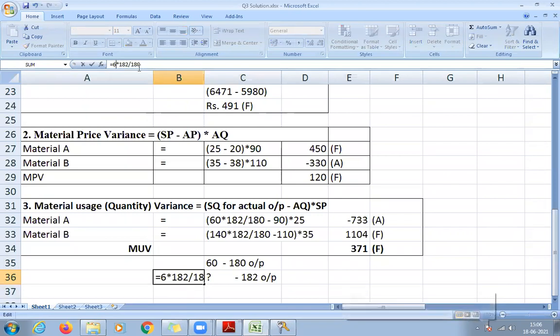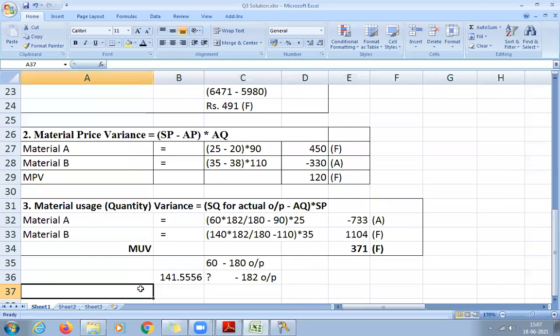That is material B. 140 into 182 divided by 140. How much did you get? 141.556. So earlier it was only 140. Now it is 1.55 more, almost approximately 2. So 2 units more are needed to produce 182 output.